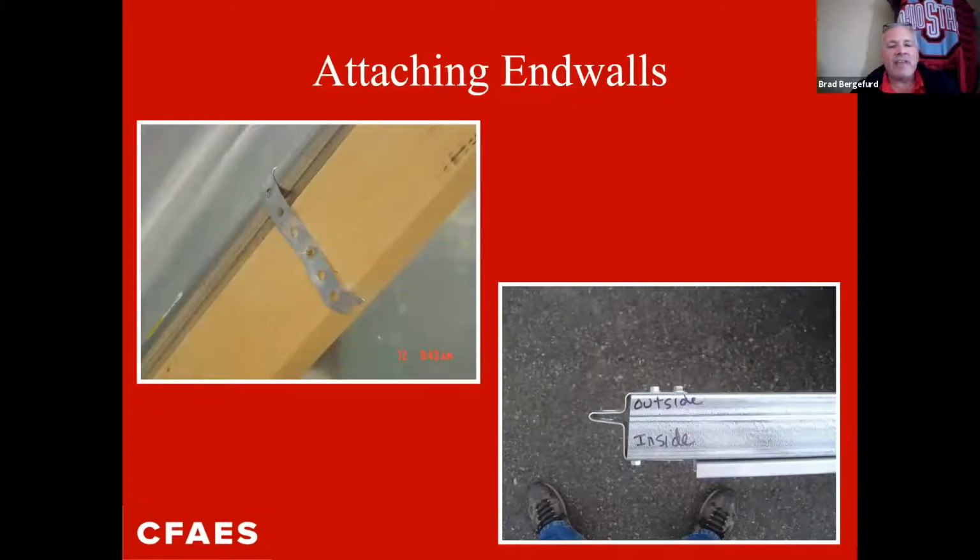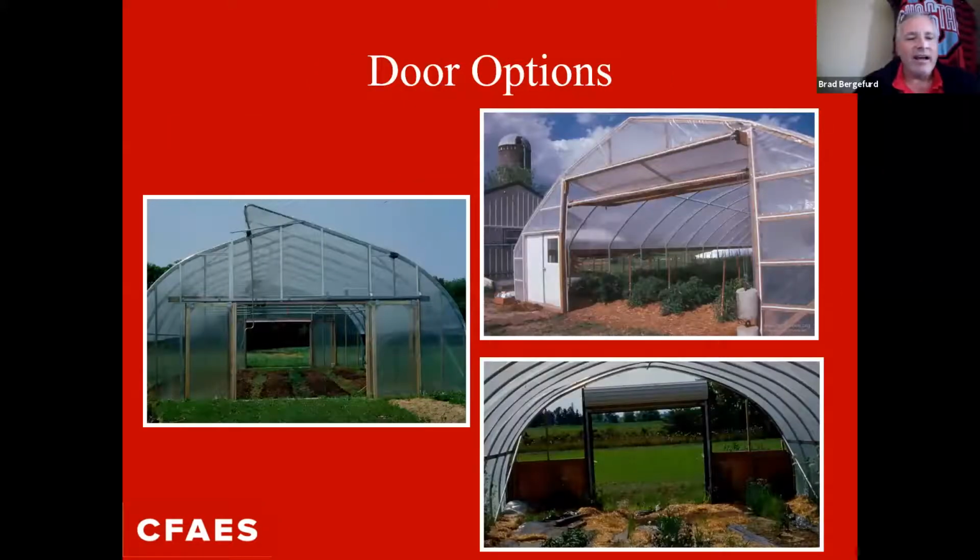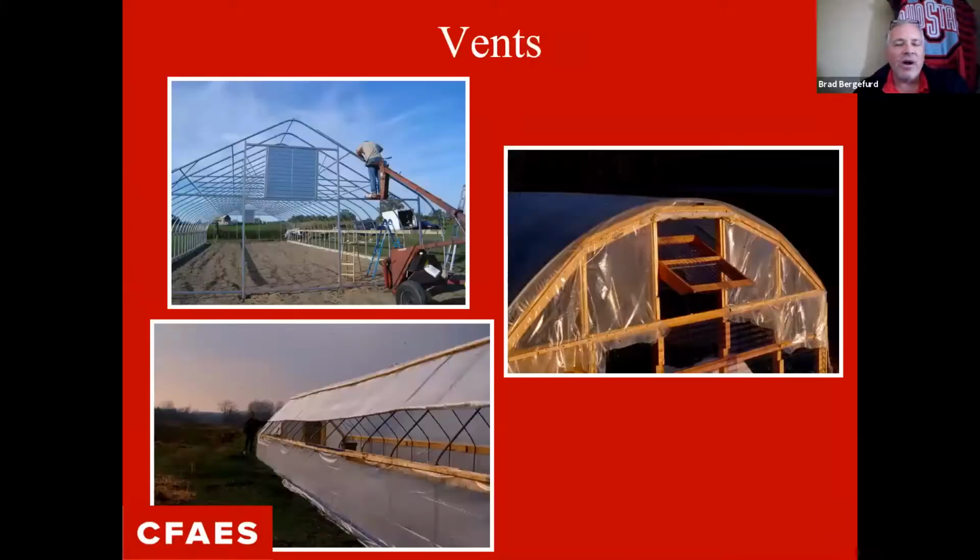Lots of different ways to attach your end walls. You can buy these fancy prefab metal end wall kits, or you can just make your own out of 2x4s. Just depends on your situation, what kind you're going to be using. Door options, you'll definitely need a door. So again, if you're going to use tractors, you want to have that door big enough to get the tractor in and out, and then you want to have a man door to walk in and out.